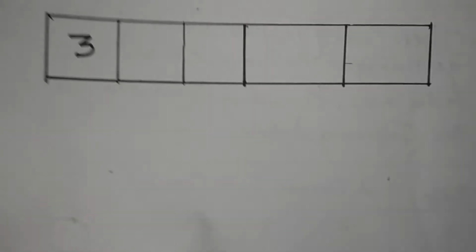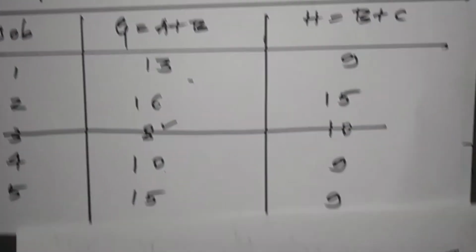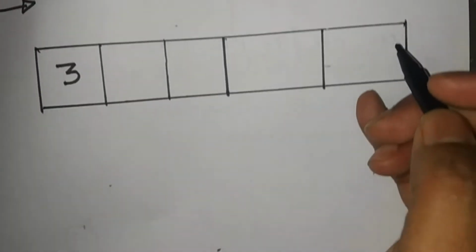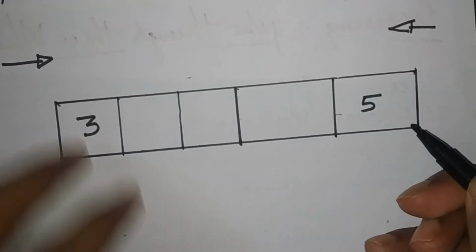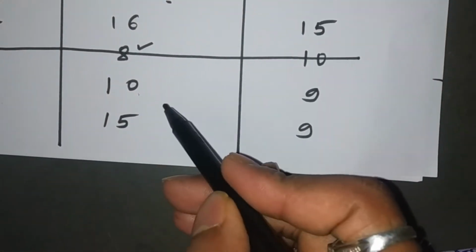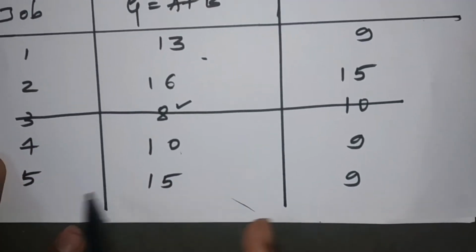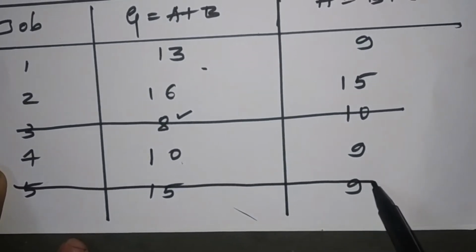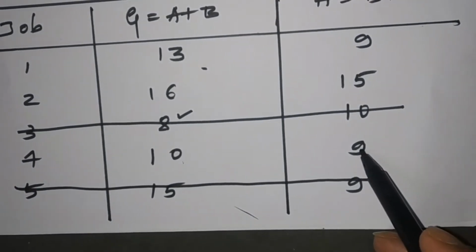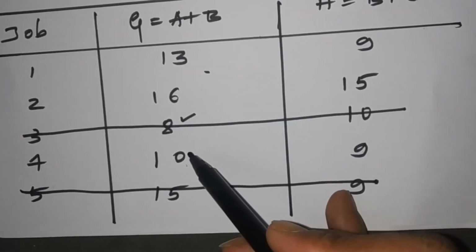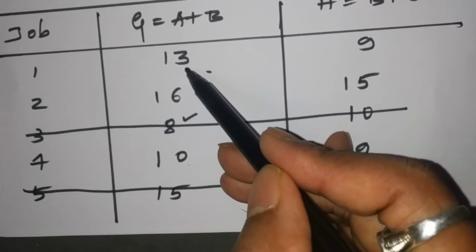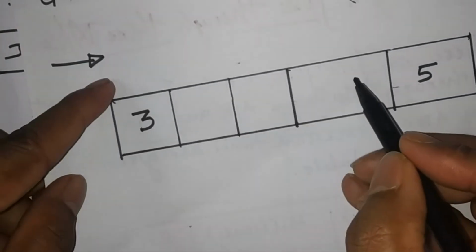So I'll first allocate the maximum number here. I'll write job number 5 at last since it requires the maximum time. Next, once I allocate this, I'll delete job number 5. Next, here 9 is there, here 9 is there. I'll look at this side and this side. Here I find 13 is the maximum number. So I'll allocate that number after job 5.